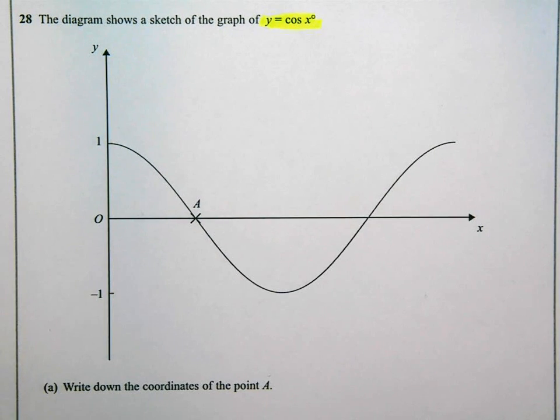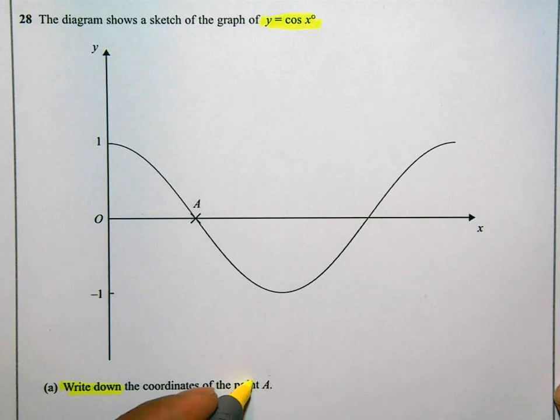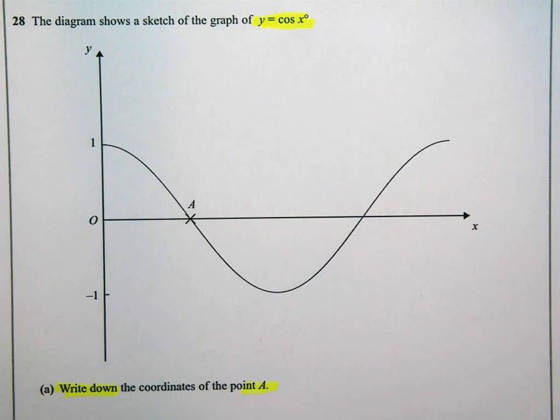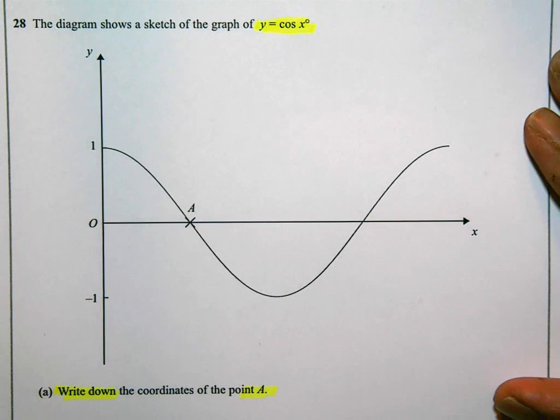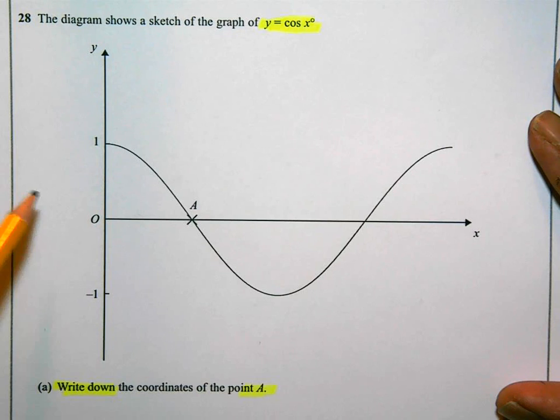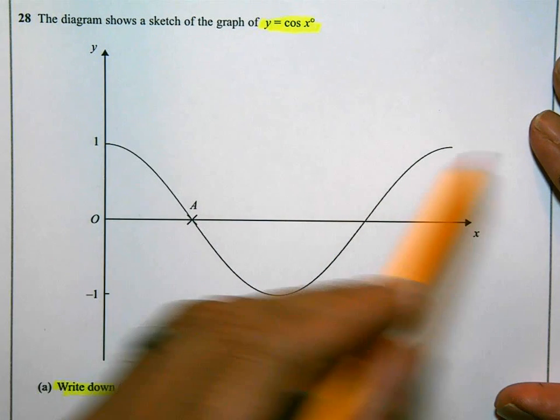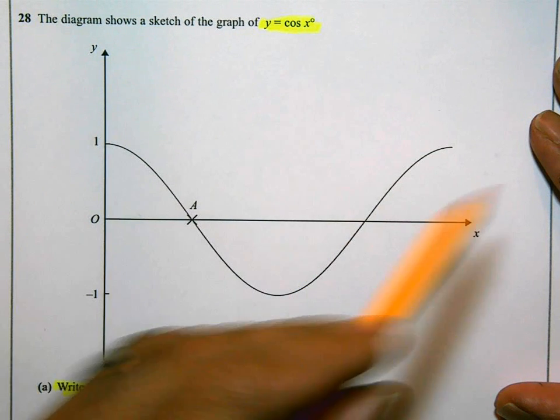And the question says, write down, again, so no calculations necessary, the coordinates of the point A, and there is A over there. There's some knowledge that you need to know here. You need to know the cos curve, right? The cosine graph. And the cosine graph is fairly predictable. It is this one cycle here. It actually carries on forever in both directions, but this here is one cycle or one period of the cos curve.